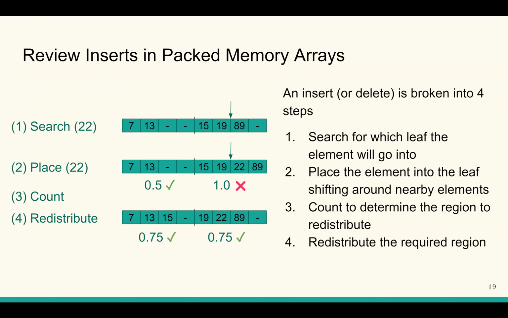So with a PMA, we're going to break our insert into 4 phases. The first phase is going to be the search, figure out where on the PMA it has to go, mostly just which leaf it's going to be in. Then we're going to place the element in that leaf, possibly shifting around a few nearby elements. After this, we're going to count up, see if that region of the PMA violates any of its density bounds. And lastly, we'll find the smallest region that doesn't currently violate any density bounds and rebalance all of the elements in that region to maintain an even density within that region.